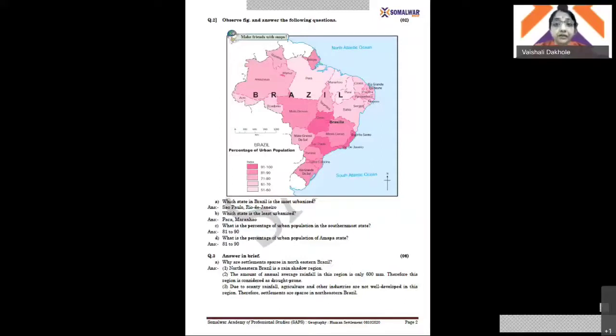Okay, now the next question. Which state is the least urbanized? Now, least urbanized means 51 to 60% of urban population.